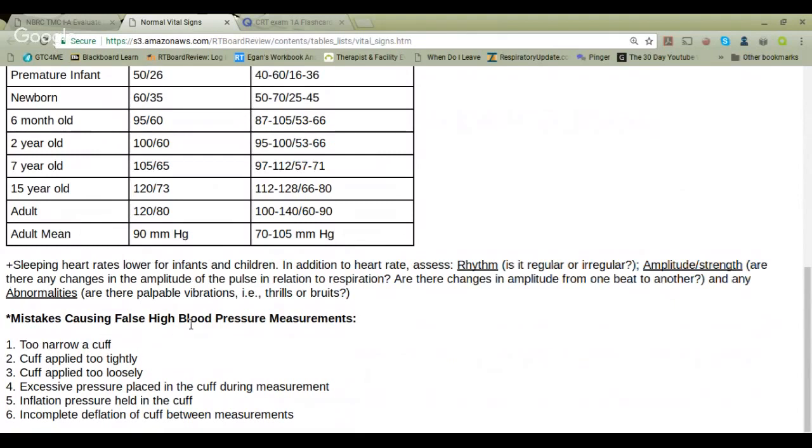Mistakes causing false high blood pressure measurements. Too narrow a cuff. The cuff is too narrow. What does that even mean? The blood pressure cuff is too narrow. How does that give a false reading? Yeah, I don't know. The cuff applied too tightly or too loosely. Excessive pressure placed in the cuff during measurement. Inflation pressure held in the cuff for too long. Incomplete deflation of cuff between measurements. Yeah, I know that, except for that one.